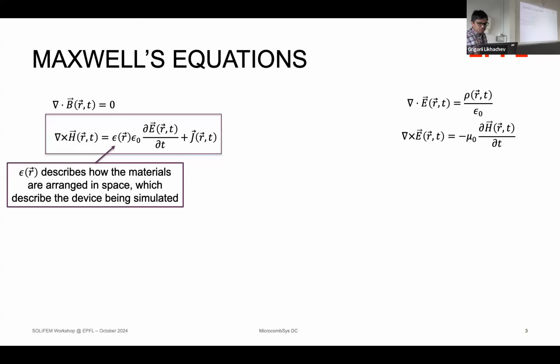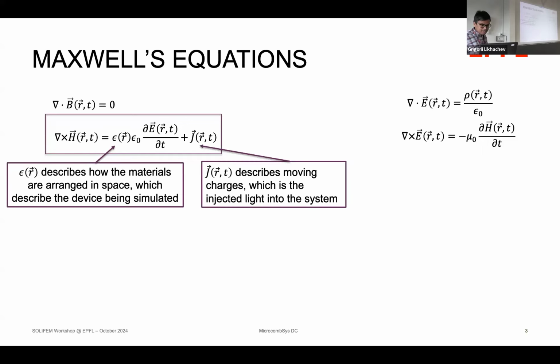And when you talk about the source of light that you're going to inject into your system, that would be given by your current density, and that is the moving charges that are injected into your light system. So now your photonic component should work when you have a source and a refractive index difference between your waveguide and your space. It should be able to solve it.